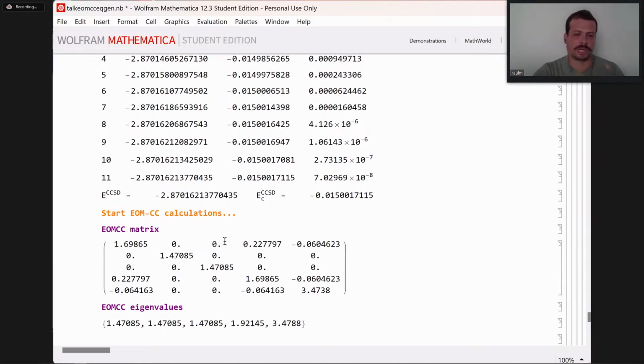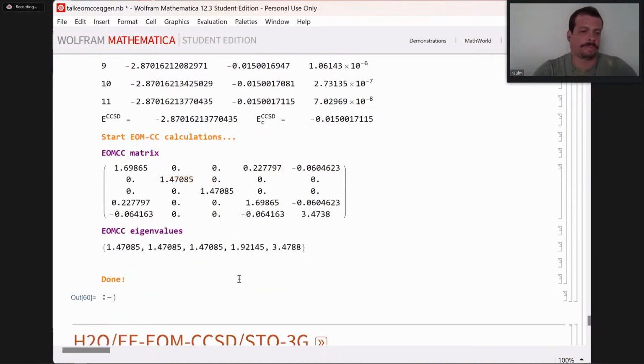And this is the matrix. I'm just printing it. This example is very small, so I have another example that is bigger. But yeah, the eigenvalues that we obtain are the transition energies.